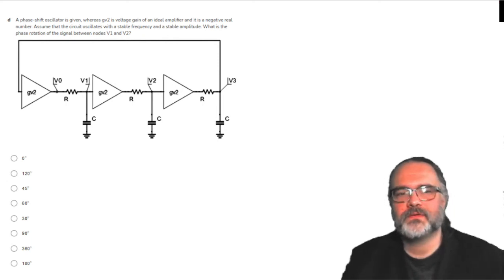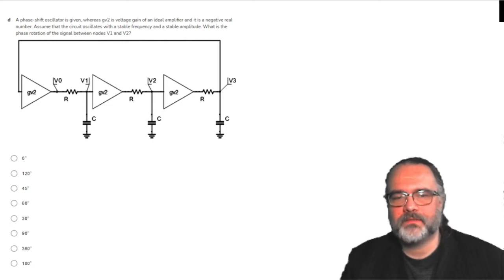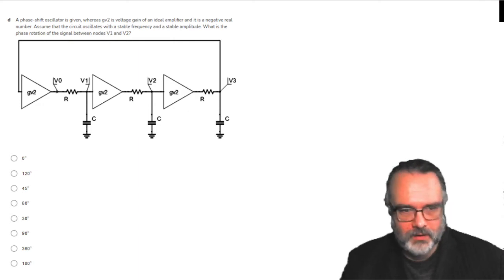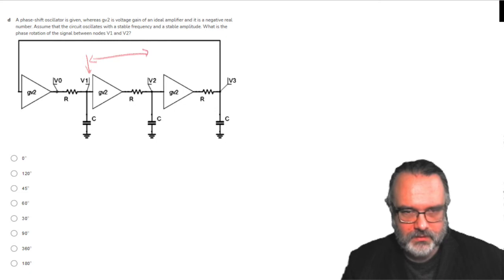A phase shift oscillator is given, where GV2 is the voltage gain of an ideal amplifier and it is a negative real number. Assume that the circuit oscillates with a stable frequency and a stable amplitude. What is the phase rotation of the signal between nodes V1 and V2? So what is the phase rotation between these two nodes?